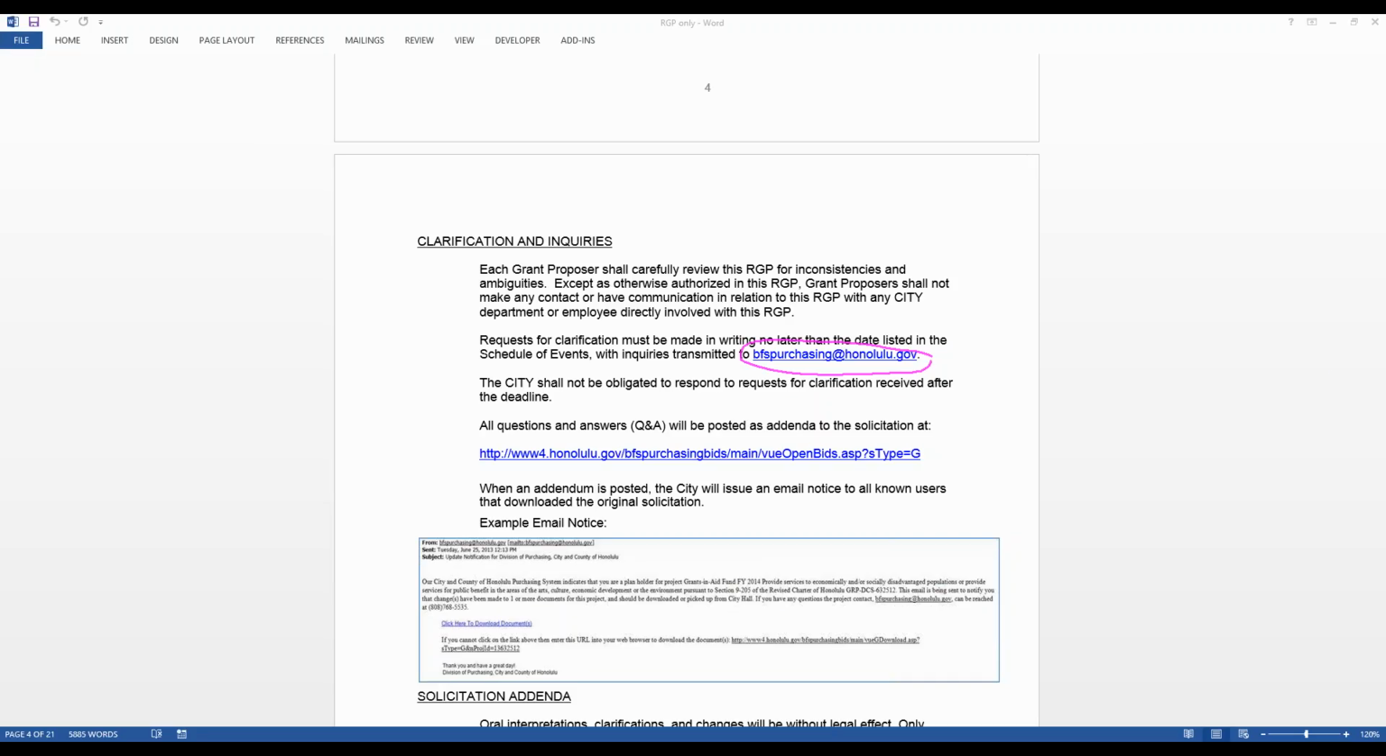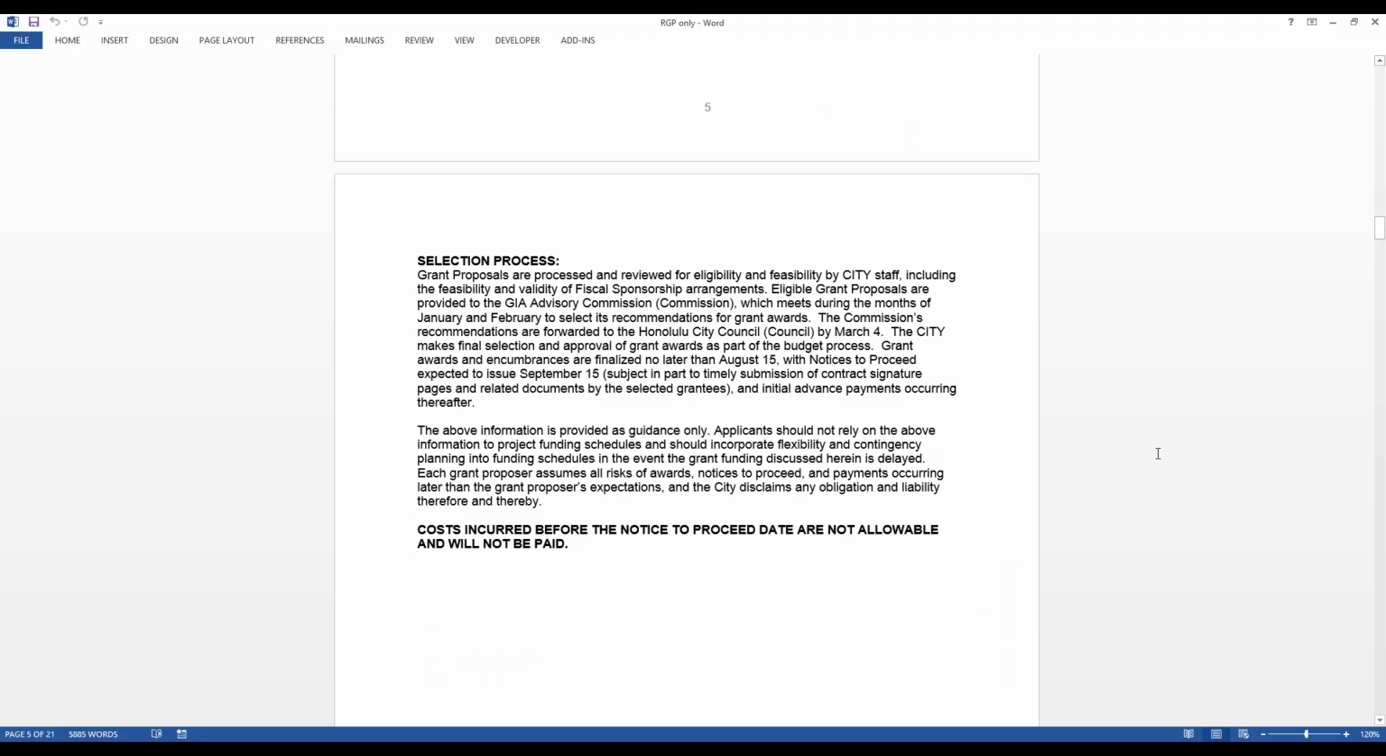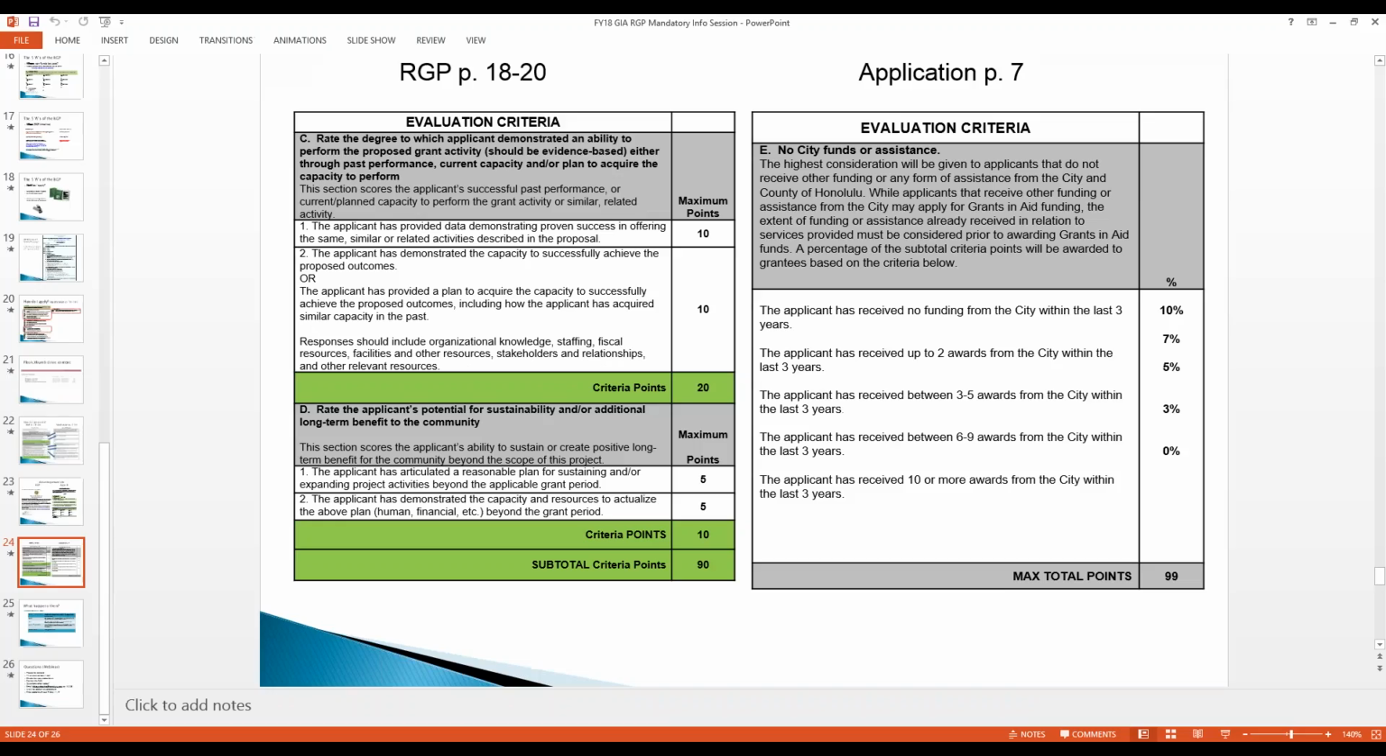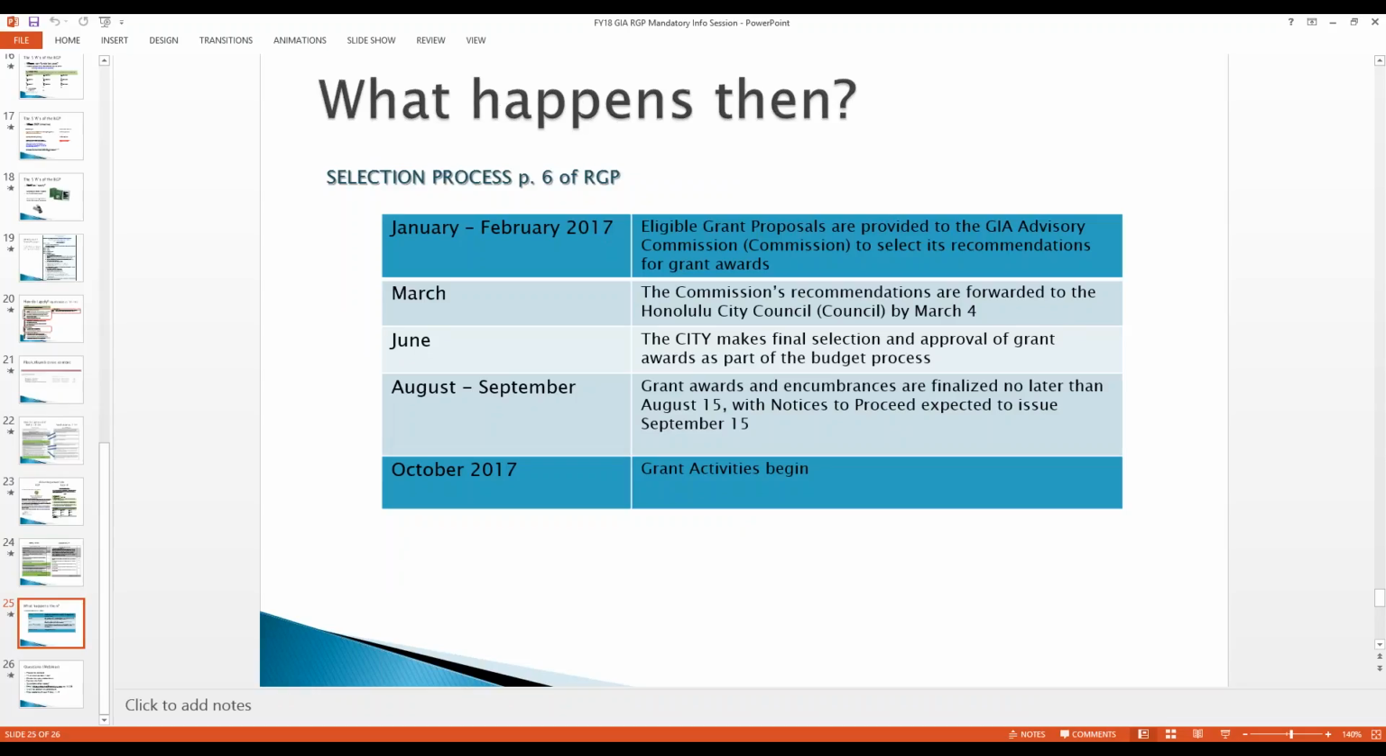Okay, moving on. Now we want to talk about the selection process here on page 6, which is very important and actually helpful to understand what happens after you submit your application. And let me turn to my slide here. I think visually it will be a little better to follow me. So this cycle pretty much happens every year.